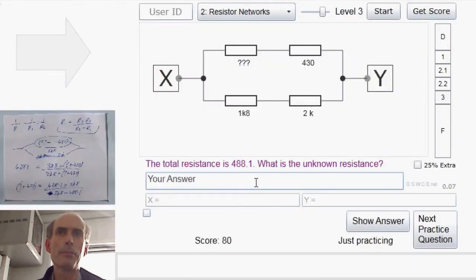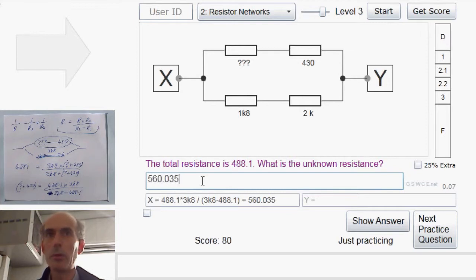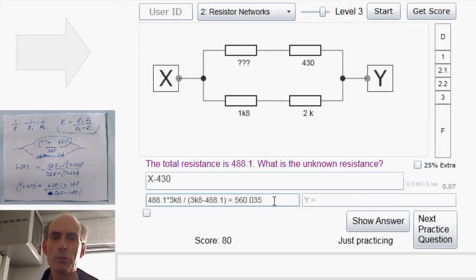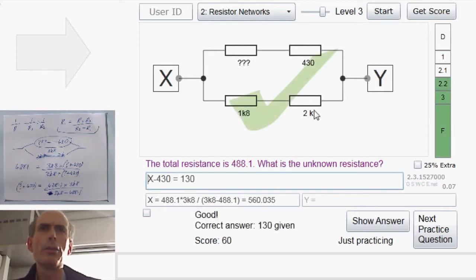Let's work out what that is. Well, that's going to be 488.1 times 3K8 divided by 3K8 minus 488.1, and that gives you 560.035, and the answer therefore must be 560.035 minus 430. Just as a reminder, you can just type x minus 430 because typing that in this box down here puts its value equal to x. Hooray! I'll just do one more.